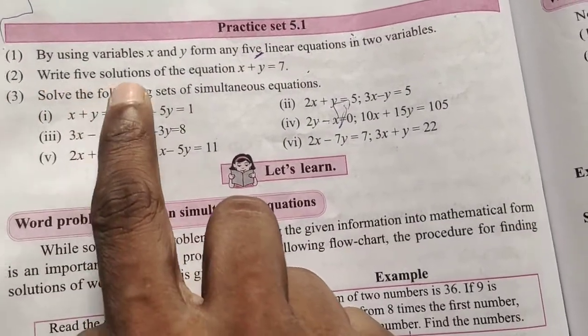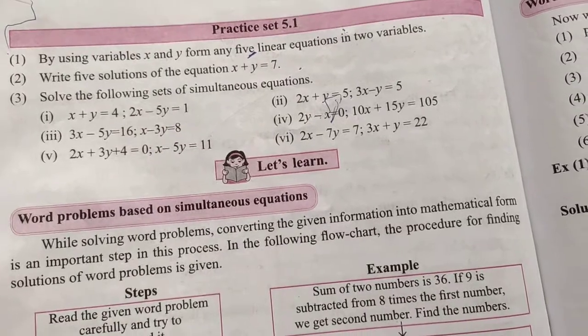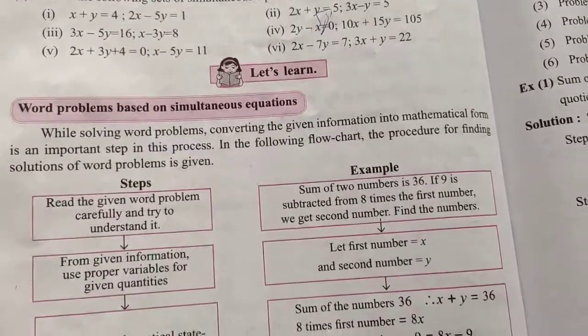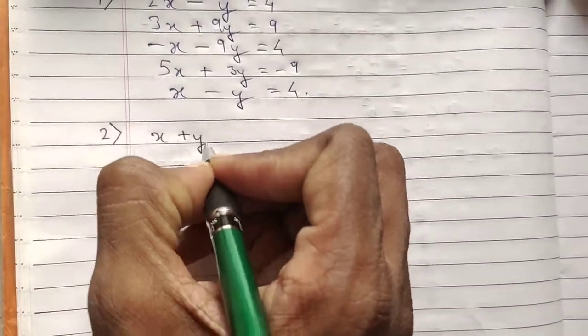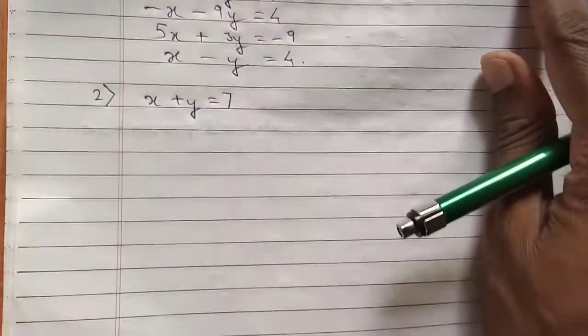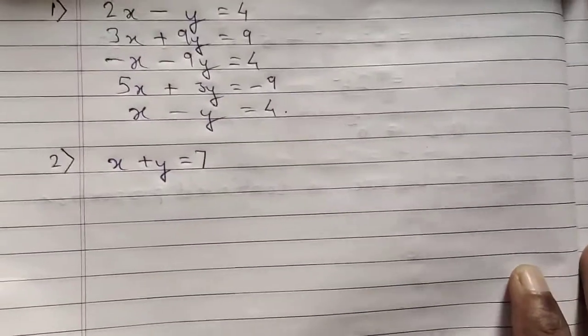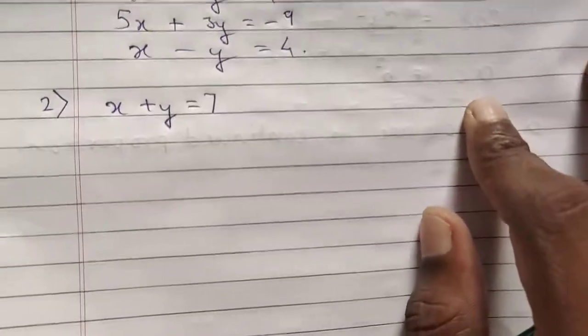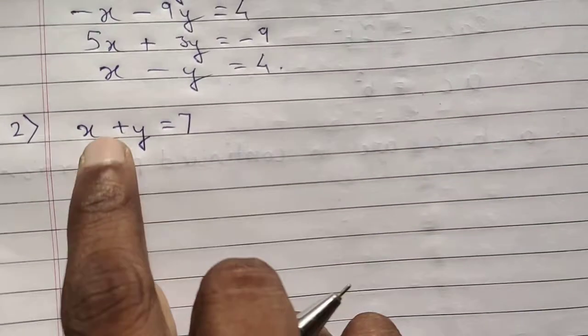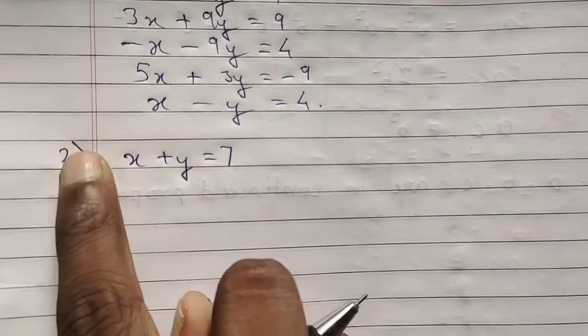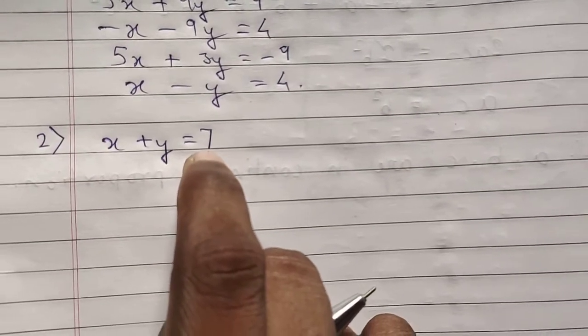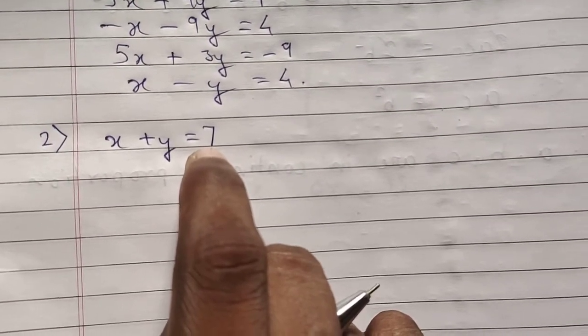Write any 5 solutions of the equation x plus y equal to 7. Okay, so your equation is x plus y equal to 7, and you have to write any 5 solutions for this. Okay, solutions means what? You have to take values of x and y so that this equation is satisfied by that value.